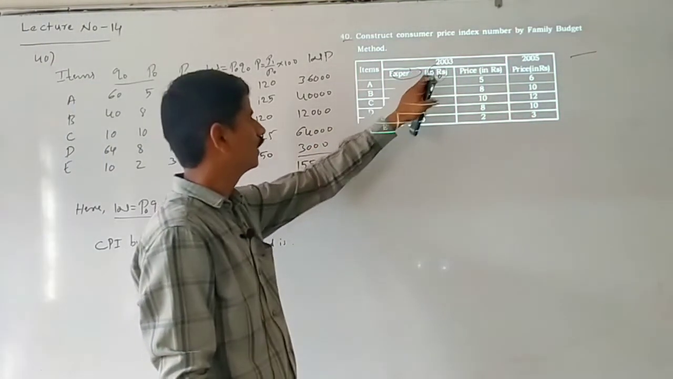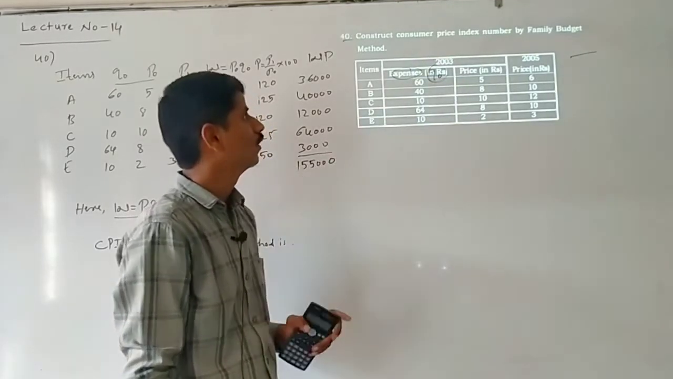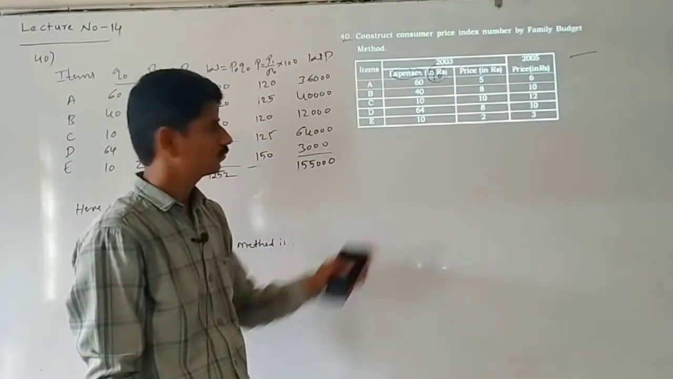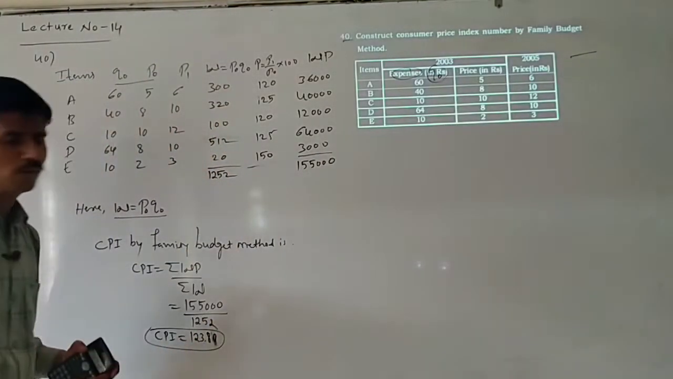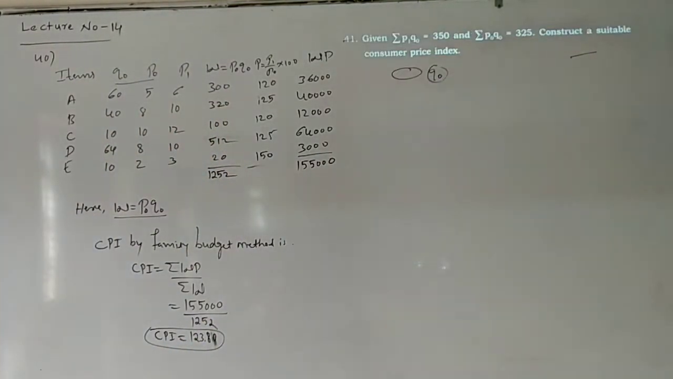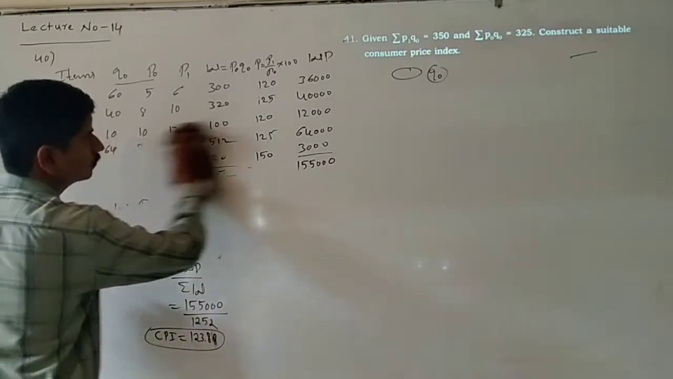Here expenses 2003. Here they are given 2003 expenses. That is a Q naught value. Okay, it is about 40th. Next, problem number 41. Given sum of P1 Q naught is 350 and P naught Q naught is 325.